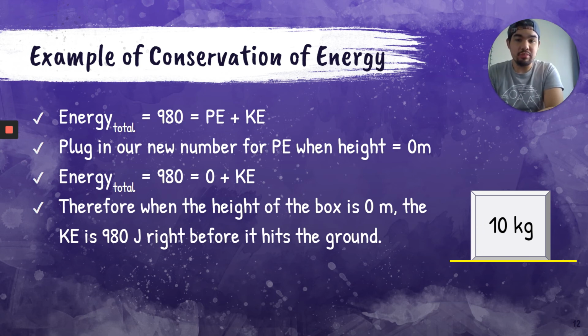To clarify, the reason I say right before it hits the ground is that once our box does actually hit the ground and have a collision, we're talking about momentum and collisions. The ground is absorbing a lot of that energy, so that energy is being transferred into the ground. We do lose energy to the ground when there is that collision. So that's why we're talking about right before it hits the ground.